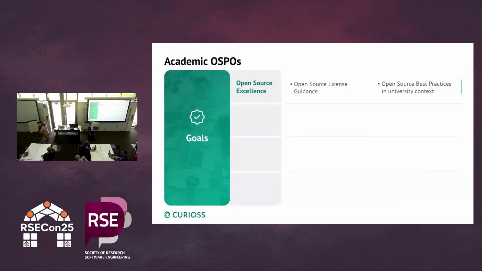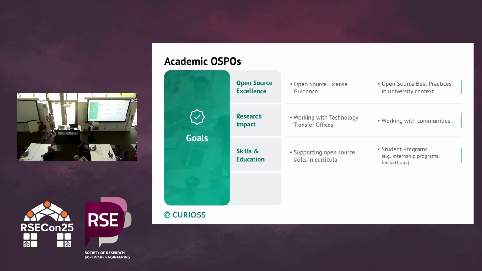Just to say that the goals are often open source excellence, research impact in particular, so helping the translation of open source research outputs into commercial entities, and also social impact in that regard. Skills and education, so we talk a lot about how do we actually embed open source within the curricula, and operations in terms of dealing with the OSPO operations itself, and outreach to third-party communities.